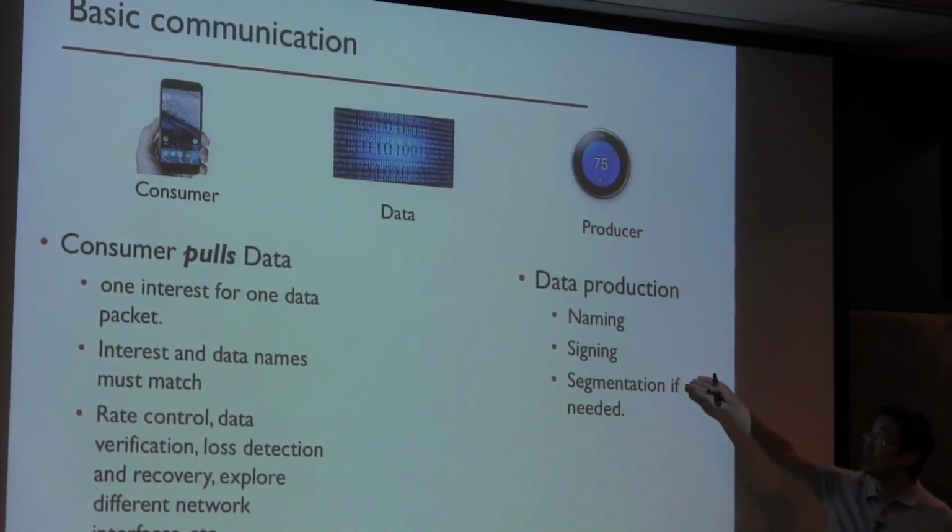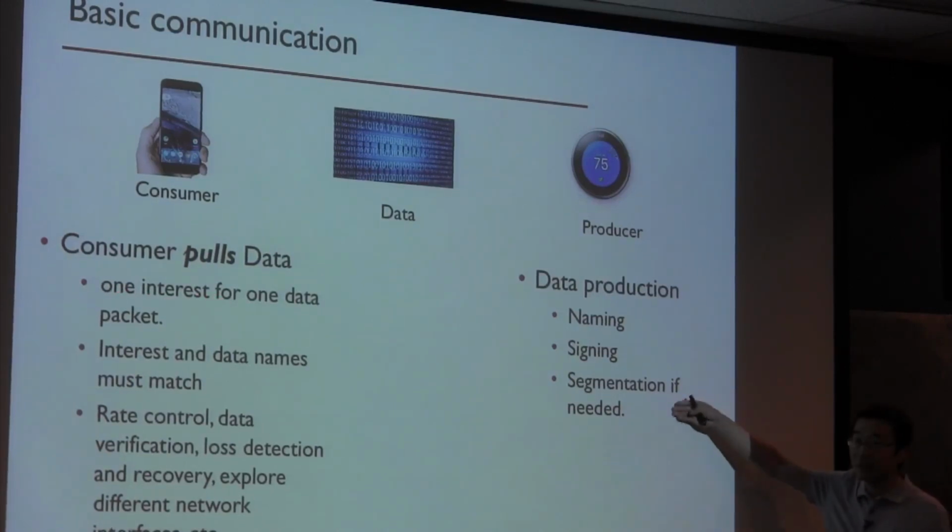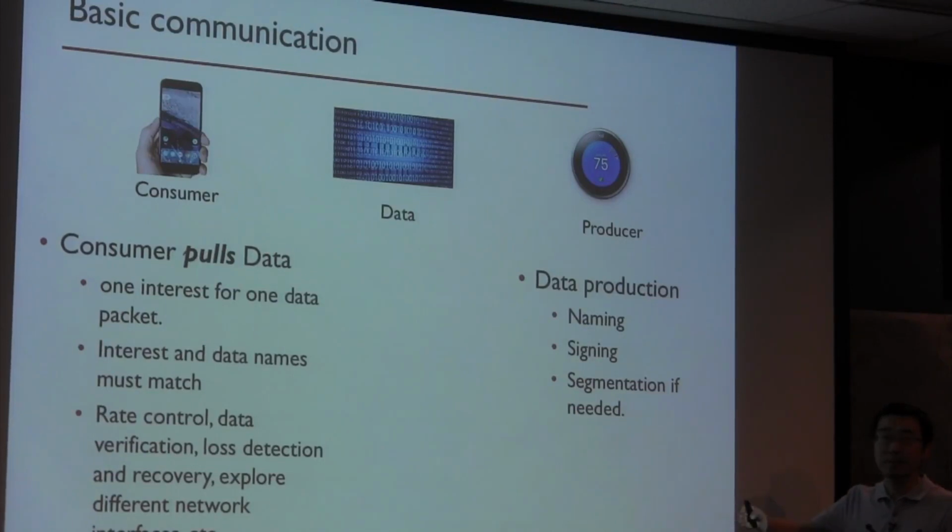Usually the producer will prepare the data by giving a name to each data piece and also signing it. And if you have too big of data, you chop it into small chunks. Each chunk will have its own name and own signature. So it's called segmentation. The consumer is doing a lot more. The consumer sends interest, gets data, and it's one interest for one data. So if somehow the data here is 100 packets, then over there you need to send 100 interests to get these 100 data packets. Of course, interest and data names have to match, and the consumer is responsible for all of this stuff.